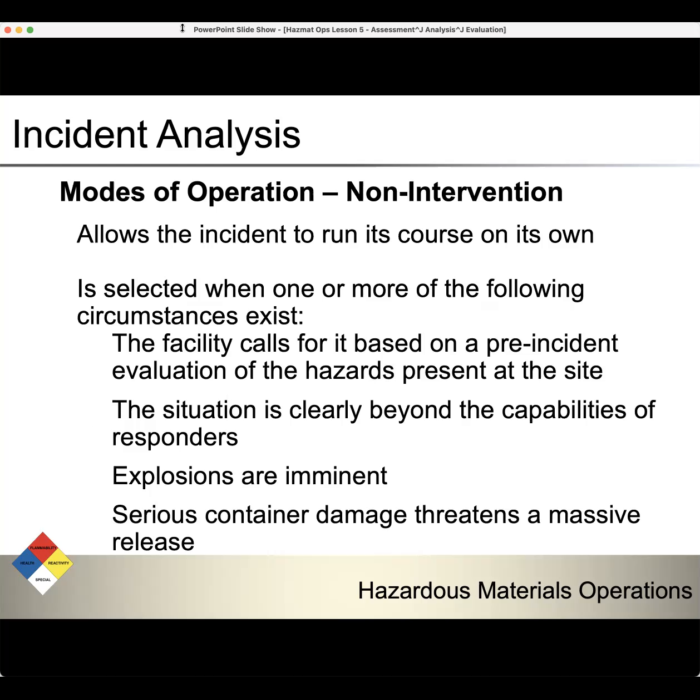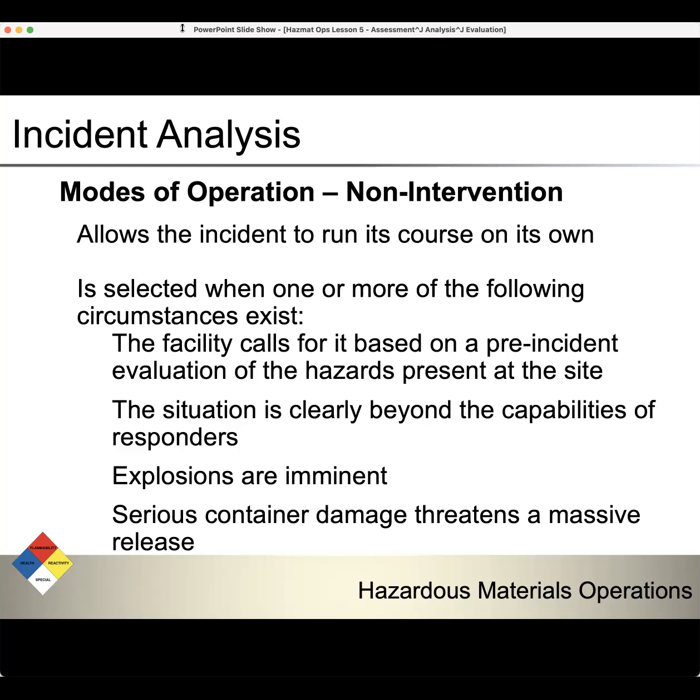And then one we don't talk about very much is non-intervention, but always, always, always keep it as a possibility. Don't forget about non-intervention. This allows the incident to run its course on its own. When do you use this? At a facility during pre-incident planning, you've decided along with the facility that non-intervention is the plan because there's nothing you can do. The situation is clearly beyond the capabilities of the responders.